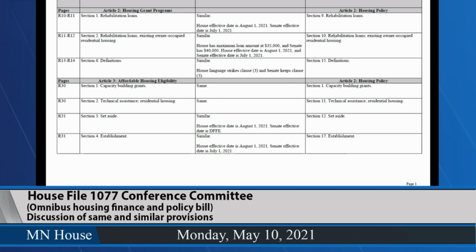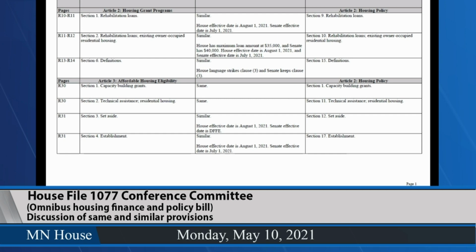The chair moves adoption of House Section 1 and 2 beginning on page R30 of the side-by-side. I think we could just do these by voice vote. So if people want to unmute themselves for the vote, all those in favor say aye. Aye. All opposed, say no. That motion prevails.